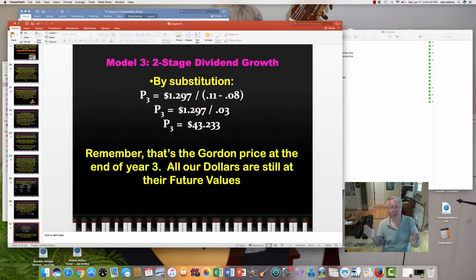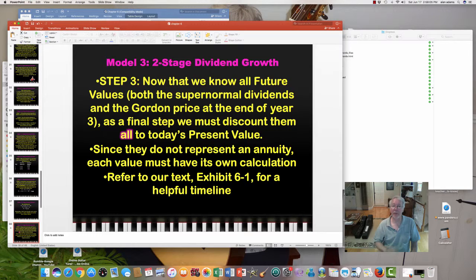Okay, now, back to the past. Michael J. Fox, okay? 3 years from now, that's how much the stock is worth using Gordon. But that's still 3 years in the future. I've got to reel that sucker back in to today, back at P sub 0. So step 2 of this model is done. I now have step 1's cash flow and step 2 cash flow. Step 3 means I have to discount them all. I now know all my future values, each year of dividends in the next 3 years of supernormal growth, and the price 3 years from now once normal growth begins.